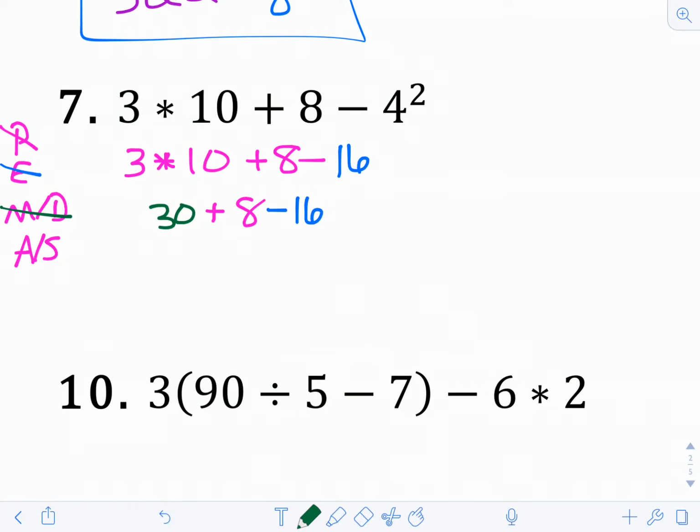Last thing I have is to add and subtract, and all that I have is a plus and a minus sign, and we go left to right. So we have 30 plus 8, which is 38, and then we subtract 16 from that. And when we do 38 minus 16, we just get 22. So now I am done.